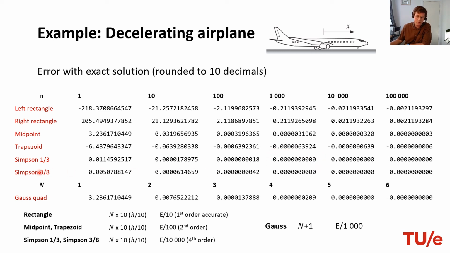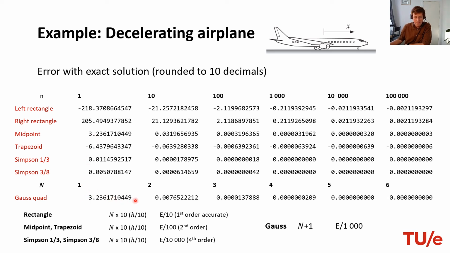And the same goes for the Simpson 3/8 method. They are both of fourth order. However, I think the star of this slide would be the Gauss quadrature method. For Gauss quadrature, we see that if we have only one subinterval, the error is 3.24, let's say, which is exactly the same as the midpoint rule, because we also saw that Gauss quadrature for only one Gauss point is equivalent to the midpoint rule.